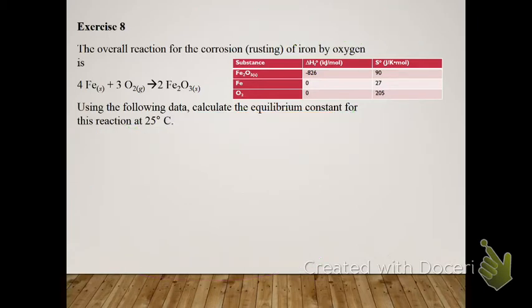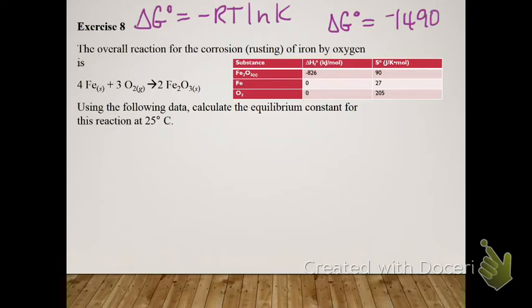So I'm going to rewrite what we're going to be using. Delta G equals negative RT ln K. And that we found our delta G to be negative 1490 kilojoules per mole. All right, we know R is in joules, and we've got kilojoules for our delta G. Your choice here. I think it's just easier to convert the R. I just do. I don't know why. Pick one and stick with it.